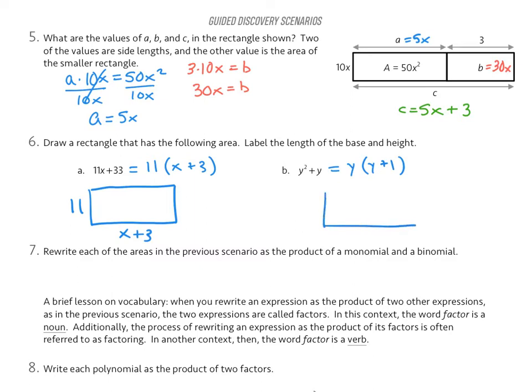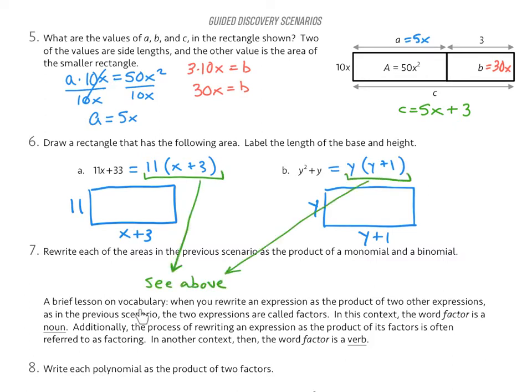If I make a rectangle then, one of the side lengths is y, and one of the side lengths is y plus 1. It doesn't matter where you put them. I'll put the y here and y plus 1. I'm not trying to draw a rectangle that is to scale. I'm just drawing one so that I can label its side lengths. 7. Rewrite each of the areas in the previous scenario as the product of a monomial and a binomial. We've already done this, so I'm just going to write C above and draw an arrow.